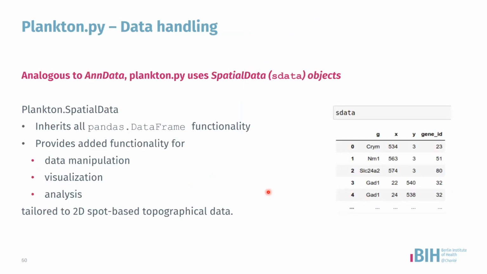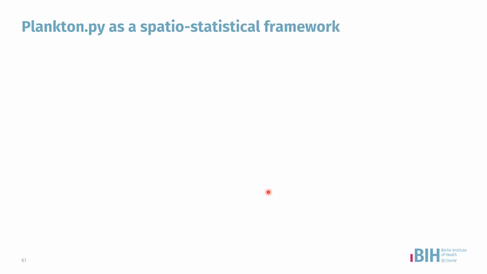In terms of data handling, Plankton.py introduces a new data structure called an S data object, a spatial data object, which is very analogous to the AnnData object used in ScanPy. So if you're familiar with that, a lot of these S data object functions will be really intuitive. They're all based around pandas data frame functionality, and a lot of the built-in functions allow for easy data manipulation, visualization, and some easy analysis.